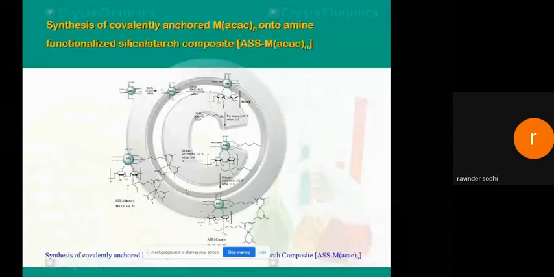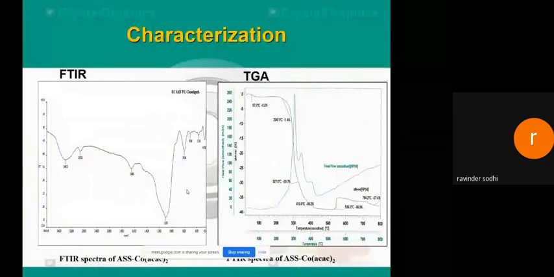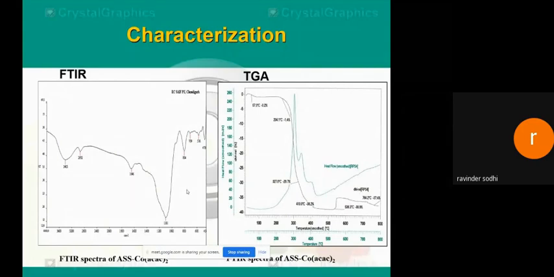By incorporating these natural biopolymers in an inorganic material, a hybrid composite of increased stability was attained, which typically exhibited the properties of its initial components. After synthesizing these different catalysts, their characterization was done. I'm going to explain the characterization of one of the catalysts. I have chosen cobalt acetylacetonate supported onto amine functionalized silica starch composite as the catalyst.